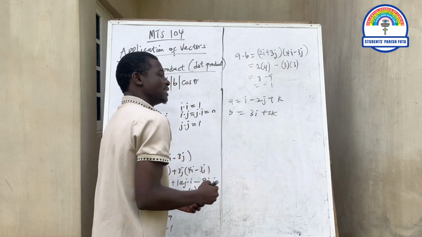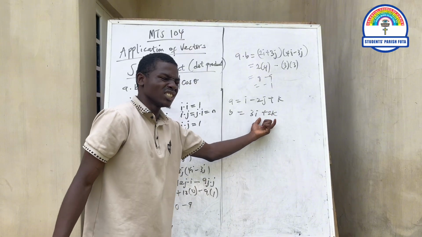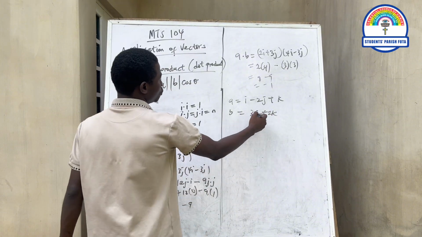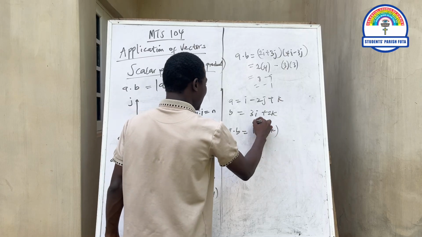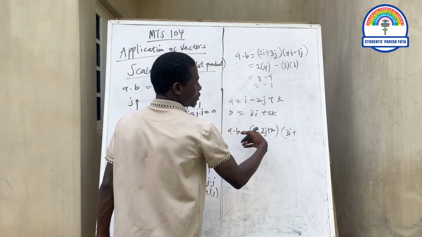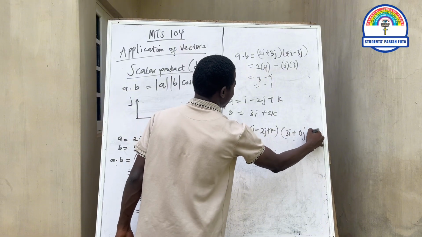Do not forget that you not giving j doesn't mean j is in there. This is a 3-dimensional component. They're just giving something, but it's 3-dimensional. So what you need to do is A dot B, which is i minus 2j plus k, dotted with 3i. You can add your j component, 0j plus 2k, because it isn't there, so it is 0.